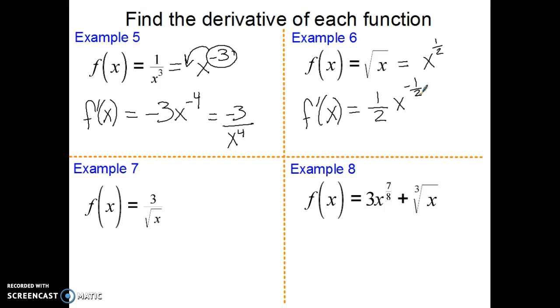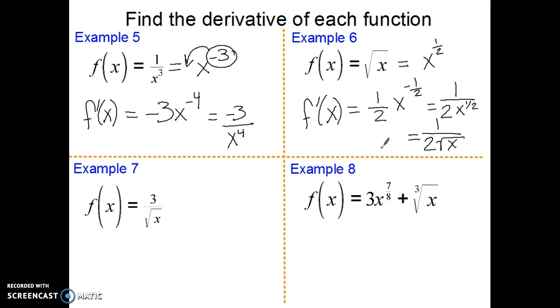So again, to follow our rule of not having any negative exponents, I'm going to rewrite this as 1 over 2 times x to the 1/2, which I could further rewrite as just 1 over 2 times the square root of x, because x to the 1/2 is the same as the square root of x.